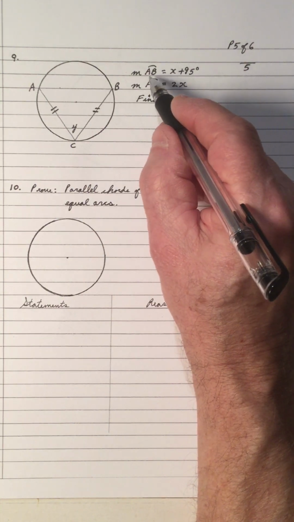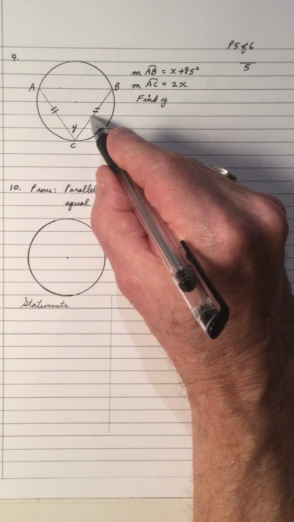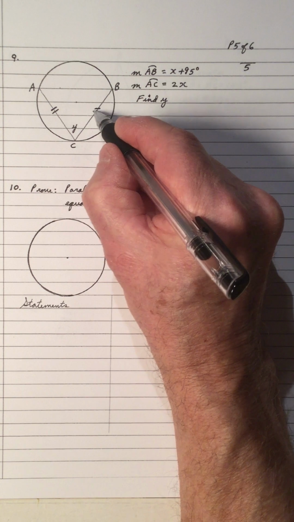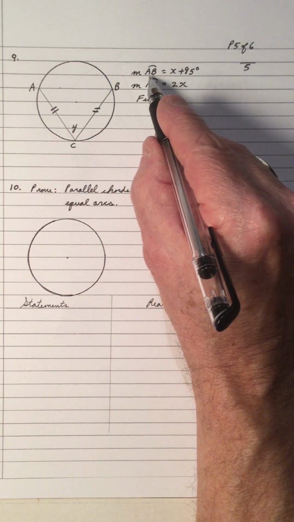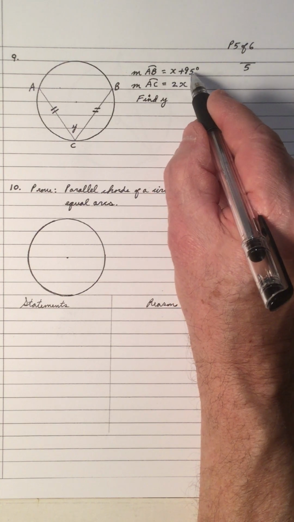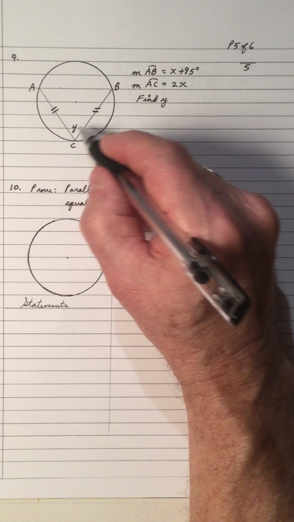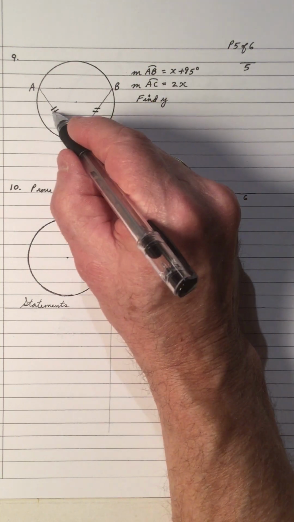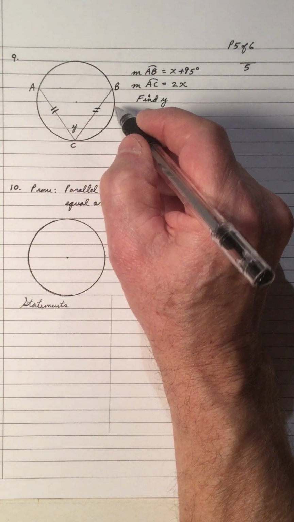We have a circle, and you can see that 2 chords are marked equal. So these 2 chords are marked as equal. It says that the measure of the arc AB is x plus 95. The measure of the arc AC is 2x. Find y, which is this angle here. So we're given that 2 chords are equal. That means the 2 arcs are equal.